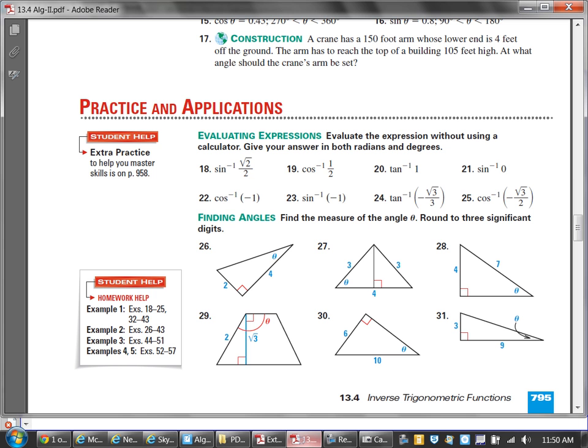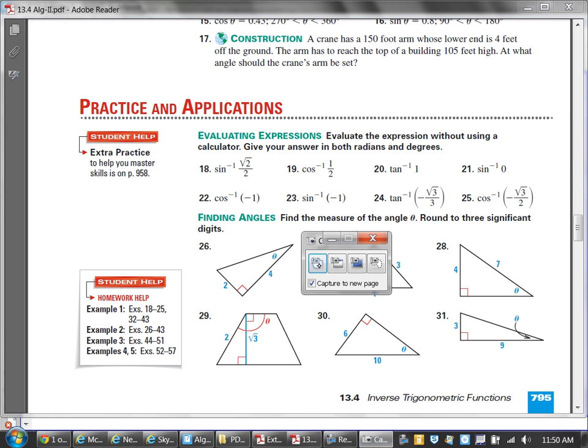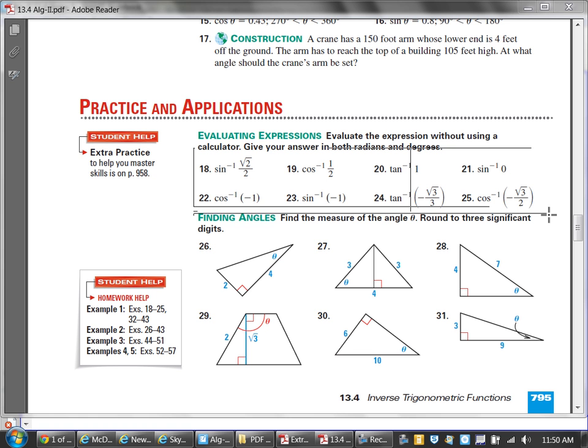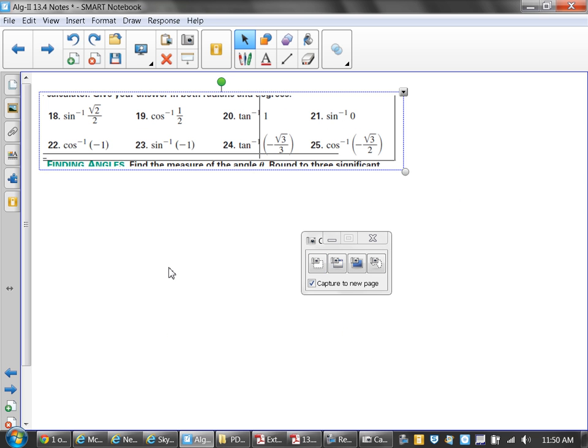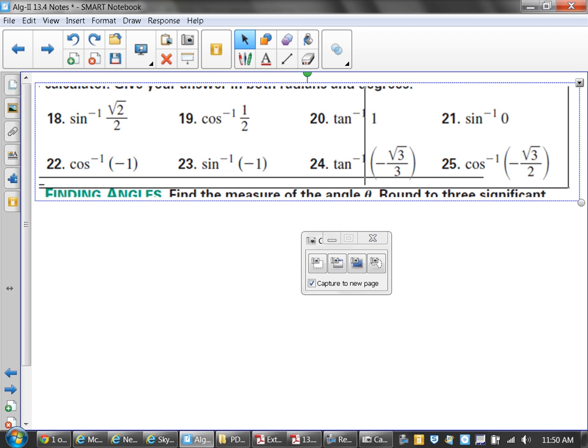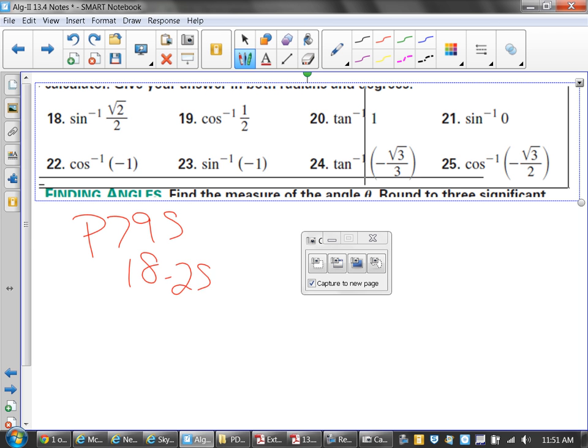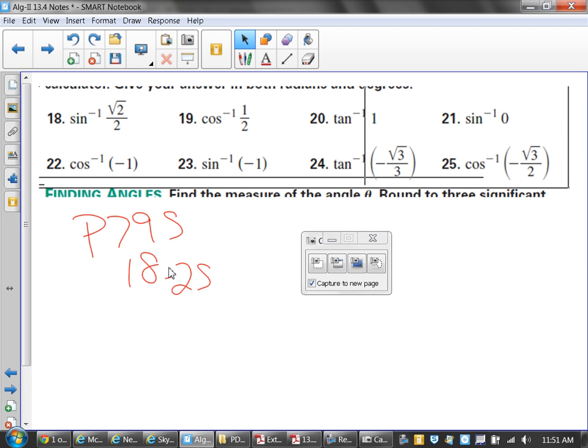So here's what I want you to do tonight. It's on page 795, these 8 problems. 795, 18 through 25, please. These are all inverse ones. Give me a degree and a radian, please. Just be careful with your cosines. Watch your cosines when they're negative, especially, okay? The other ones you should be all right with.